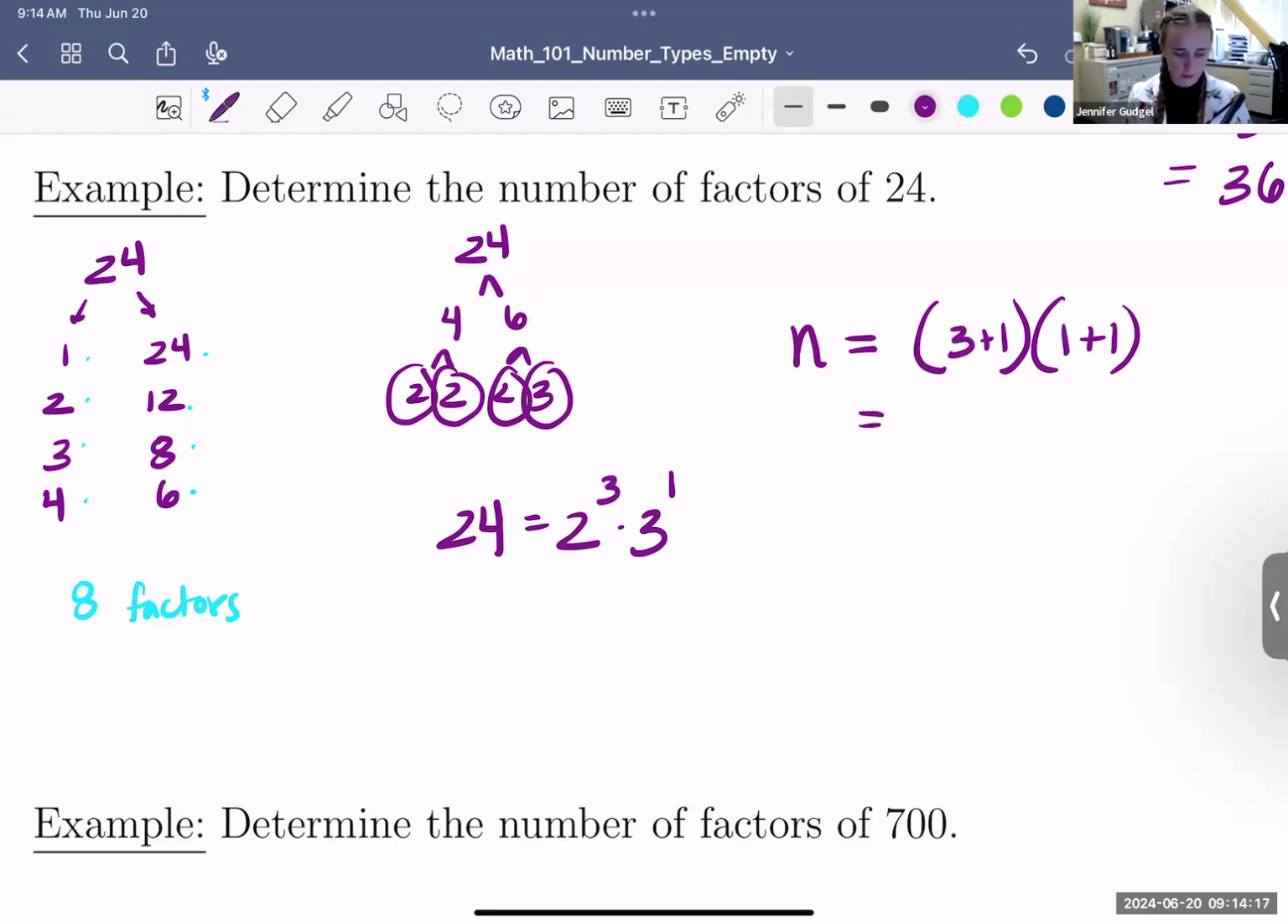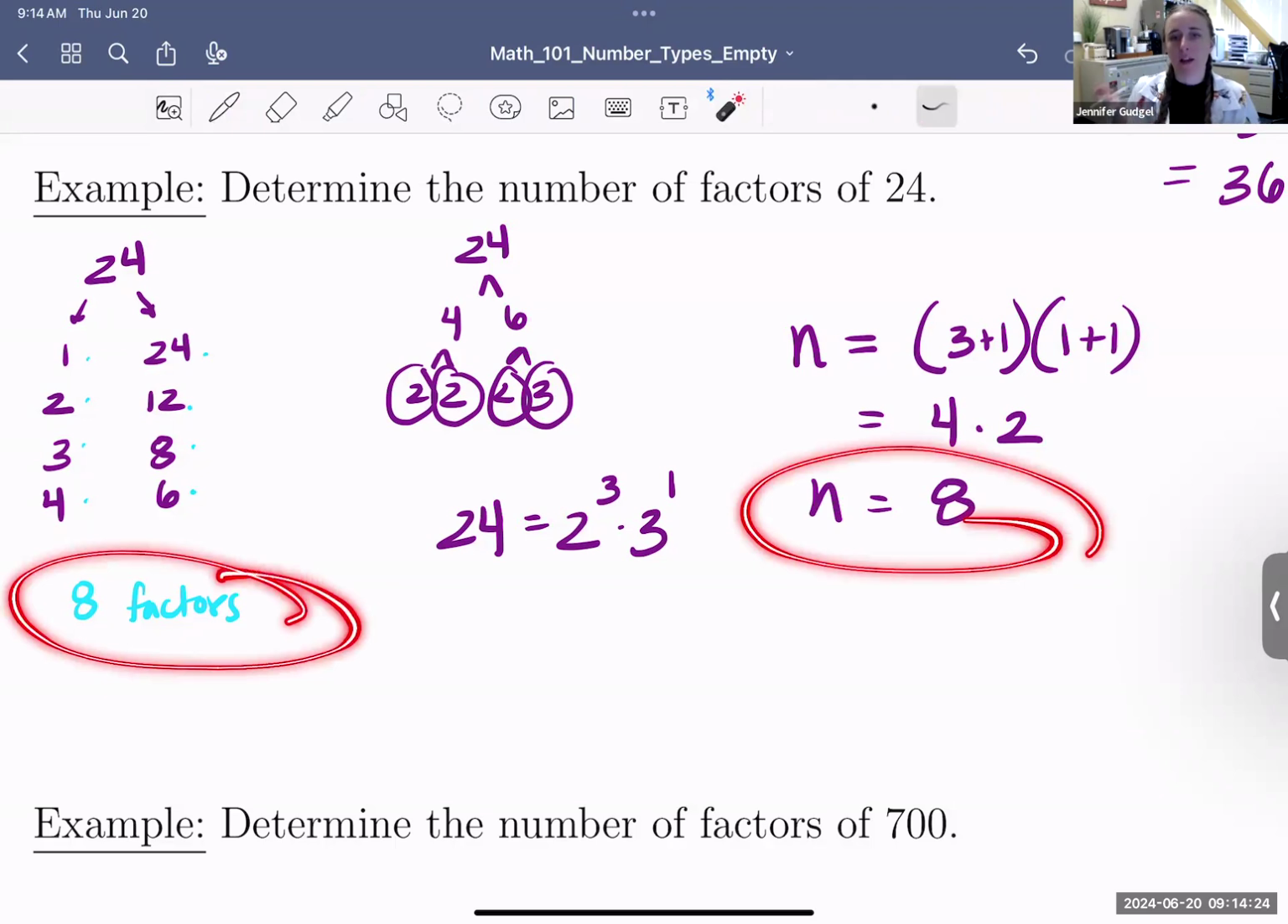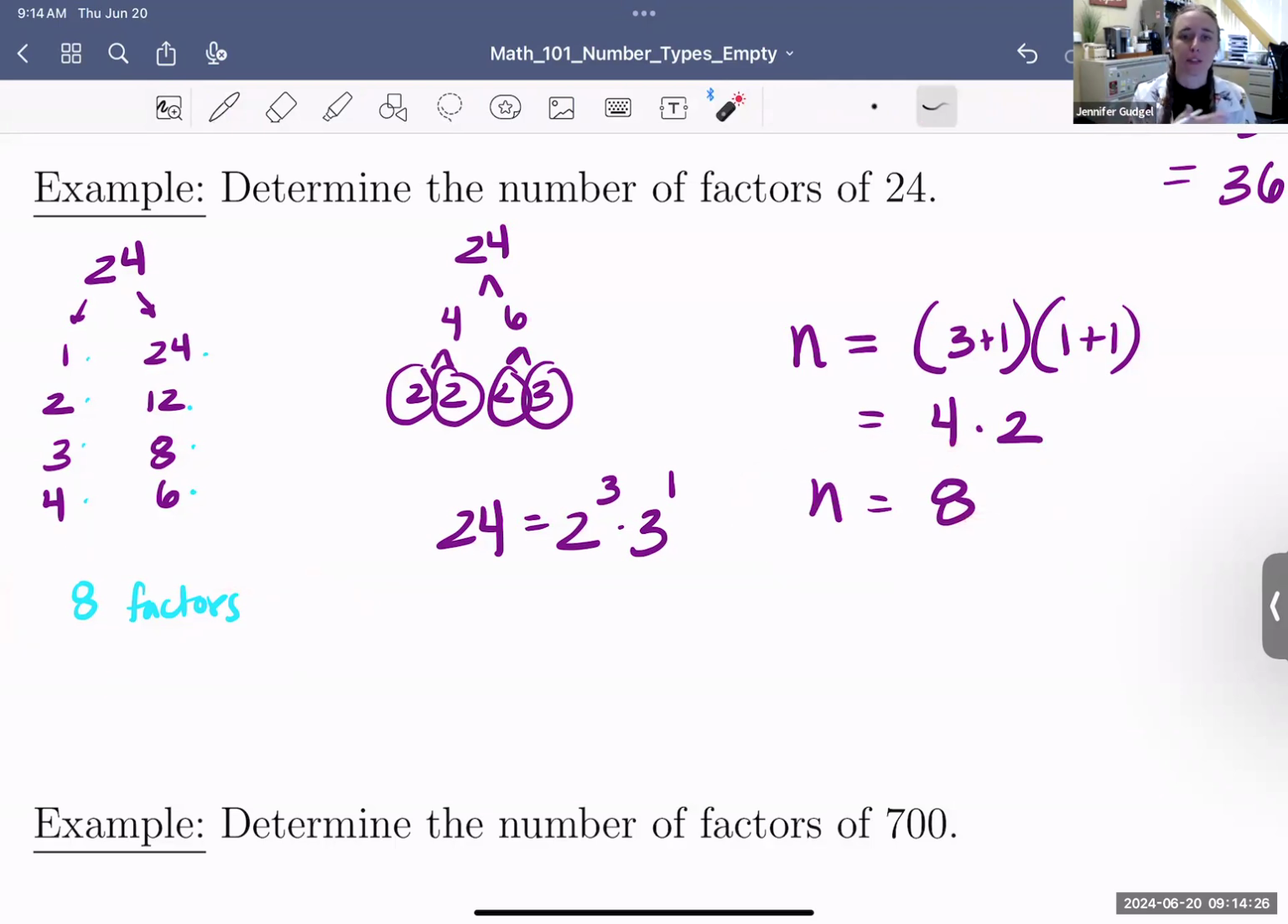We multiply these together, 4 times 2, which equals 8. So you see there are 8 factors. The theorem produces the same thing as actually exhaustively finding all the factors and then counting them up after.